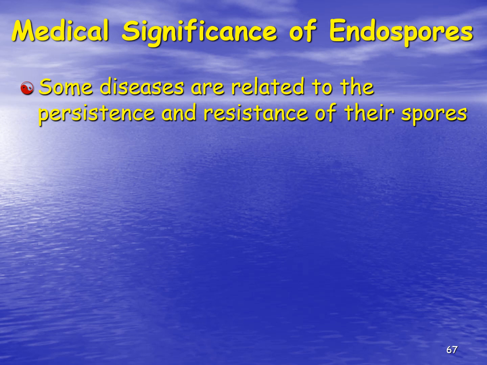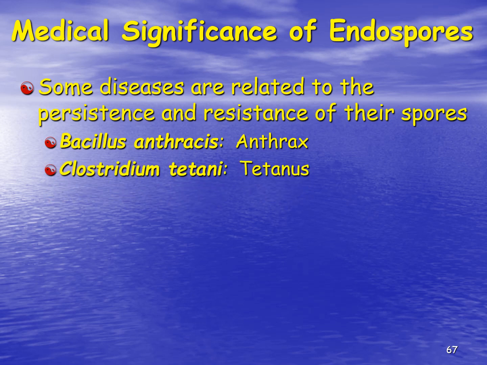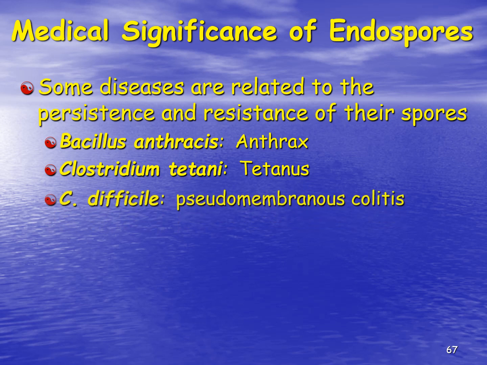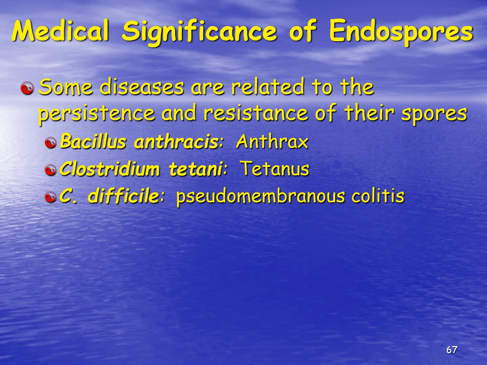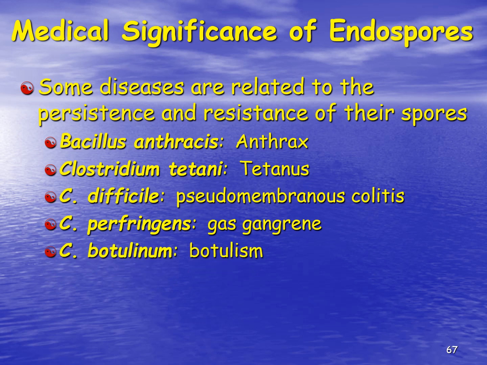Some diseases are related to the persistence and resistance of their spores, and there are two primary groups of endospore formers that are pathogenic. That is the Bacillus species, and one of the biggest is Bacillus anthracis, which causes anthrax. And then the Clostridium species: Clostridium tetani, which causes tetanus; Clostridium difficile, which causes pseudomembranous colitis, also known as C. diff; Clostridium perfringens, which causes gas gangrene; and Clostridium botulinum.